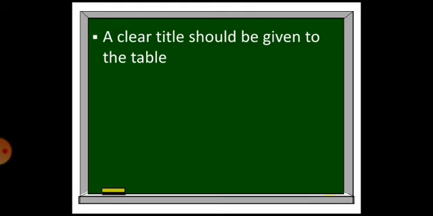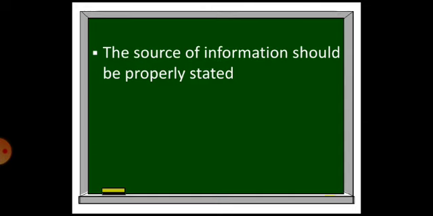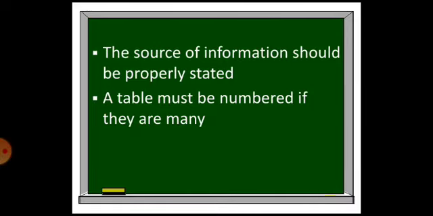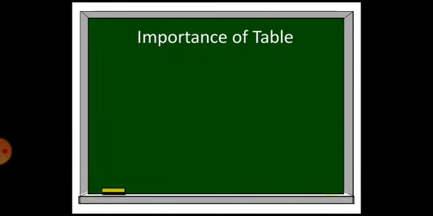A clear title should be given to the table, maybe a table representing the price of goods and services in a selected country. Like I said, it should have a clear title. The information should not be ambiguous. The data should be clearly presented for easy understanding. The source of information should be properly stated. Like I've said, a table must be numbered if there are many. Maybe we talk about table 1.1, table 1.2, table 3, and so on and so forth.